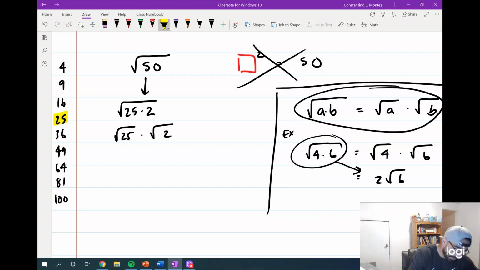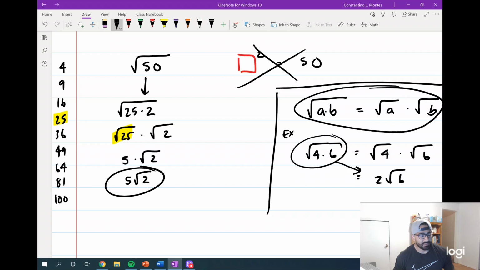Now, what is the square root of 25? Well, that's simple. What number multiplied by itself gives me 25? That would be 5. So I end up with 5 times root 2, or I can just write it as 5 root 2. So this is the simplified version of that thing. And that's the goal for this week. That's what we want to do. This is the stuff that we want to work with.